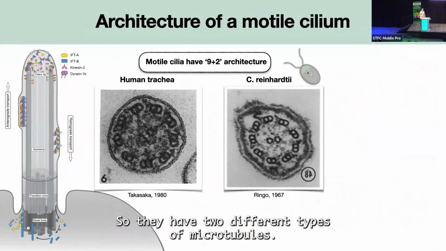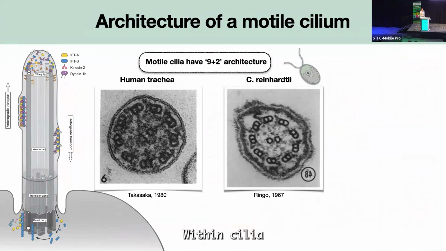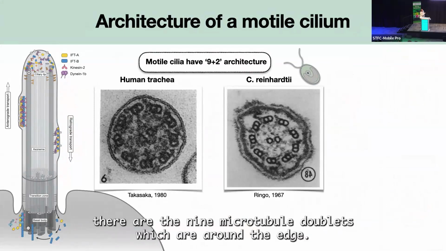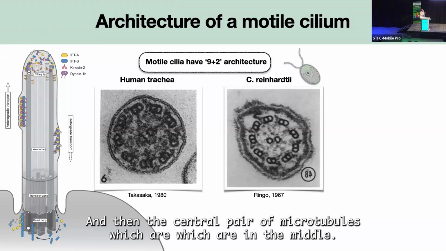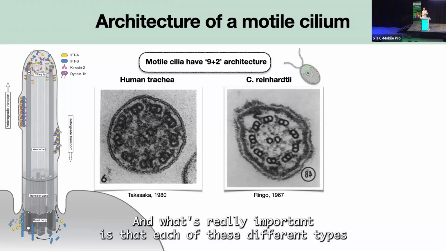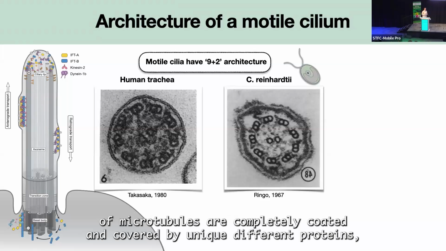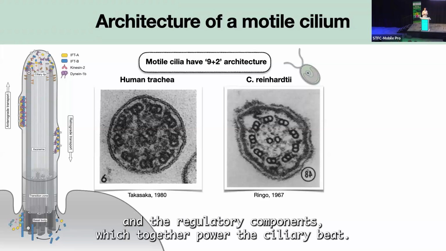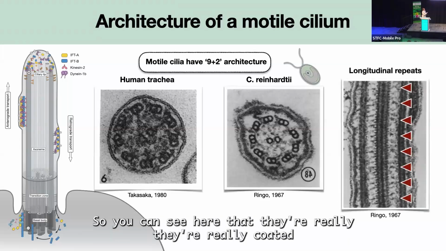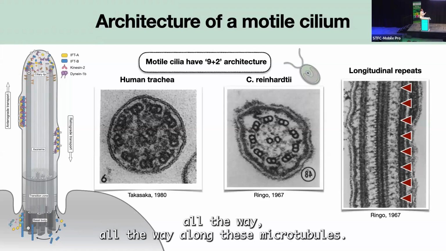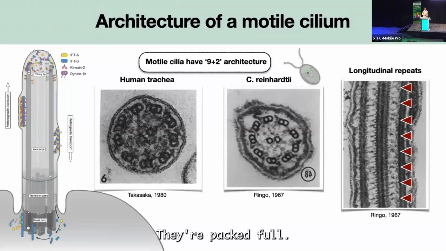So they have two different types of microtubules within cilia. There are the 9 microtubule doublets, which are around the edge, and then the central pair of microtubules, which are in the middle. And what's really important is that each of these different types of microtubules are completely coated and covered by unique different proteins, which are the motors and the regulatory components, which together power the ciliary beat. So you can see here they're really coated all the way along these microtubules. They're packed full.